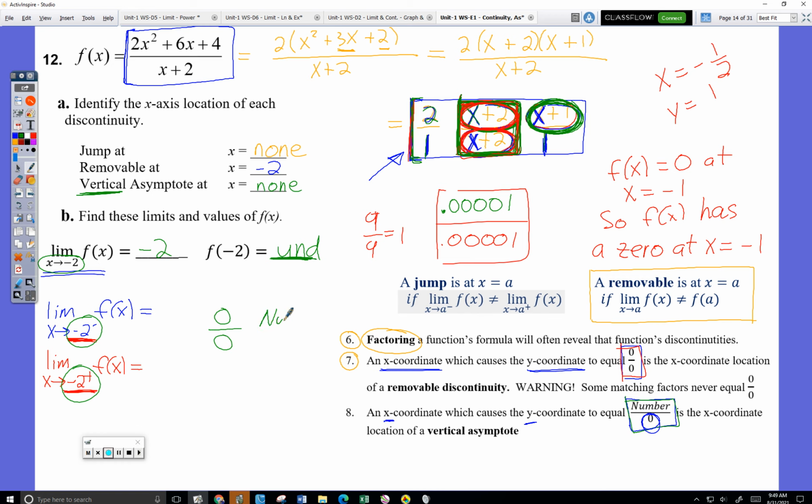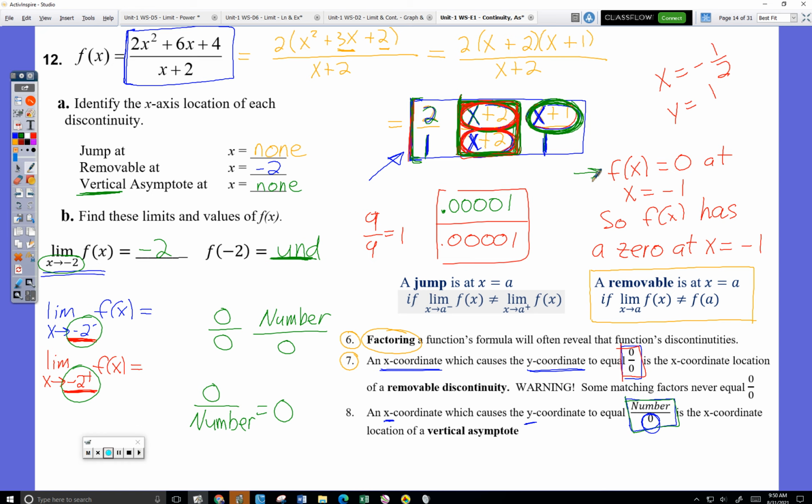Any number divided by 0 is also undefined. Any 0 divided by a number, that's 0. That's what we got here. 2 for Rachel. Soraya, question? No? Okay. Anybody else? Please.